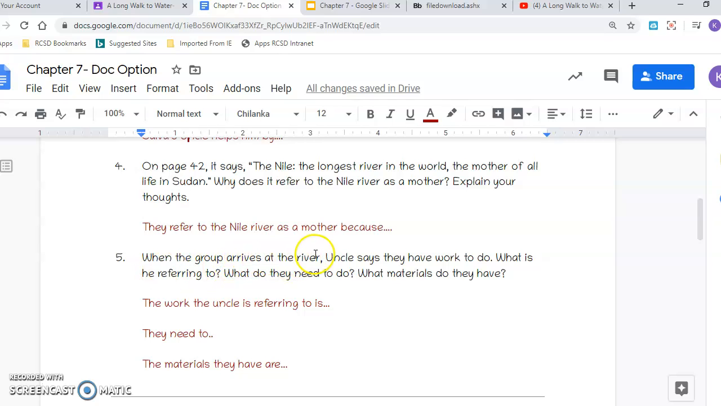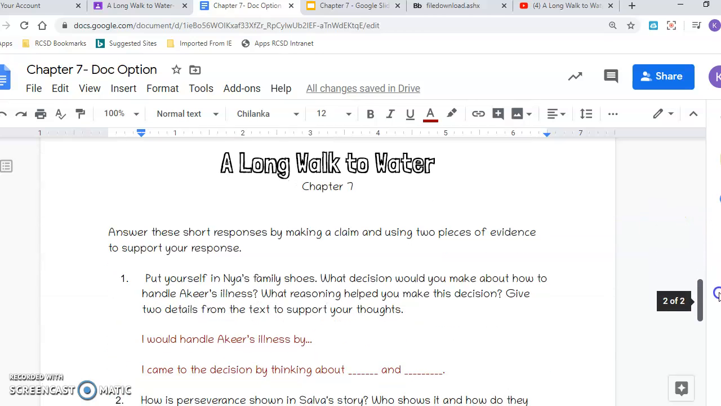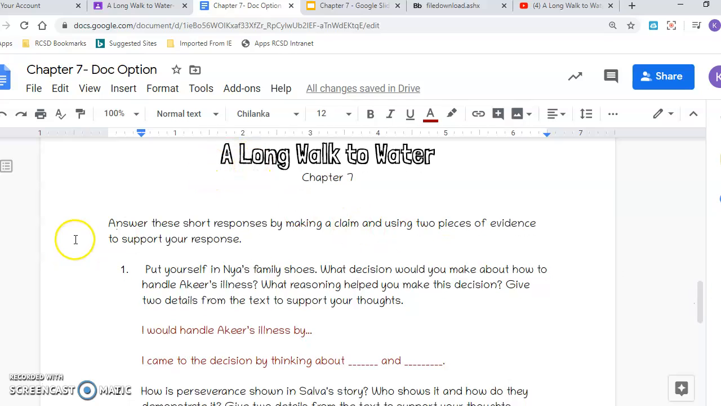When the group arrives at the river, Uncle says they have work to do. What is he referring to? What do they need to do? What materials do they have? So there's 3 questions there, so I gave you 3 sentence starters. The work the uncle is referring to is they need to, the materials they have are, and finish all 3 of those. Okay, now we're getting on to the other questions.